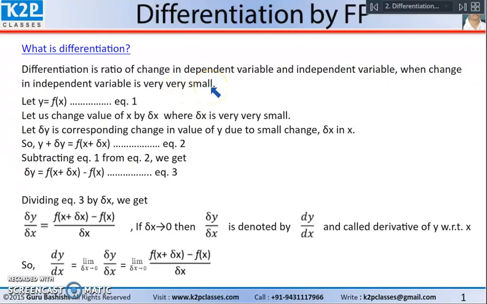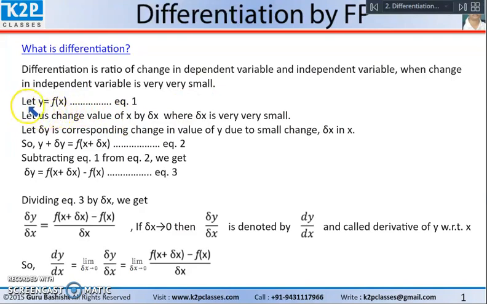Example, in your home there must be some income and there must be some expenses. Your expenses largely depends on your income. Suppose your income increases by few rupees. I'm sure your expenses is going to increase by few rupees. So the ratio between increase in expenses and increase in income is differentiation basically.